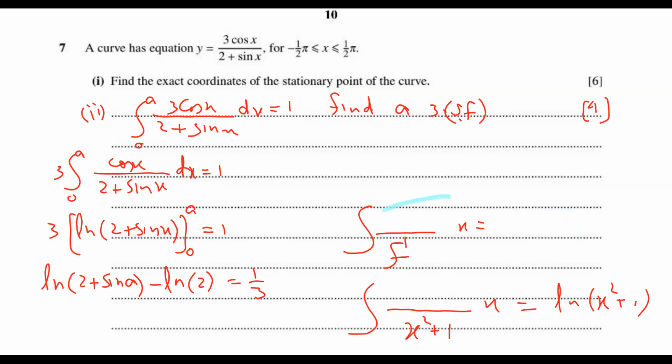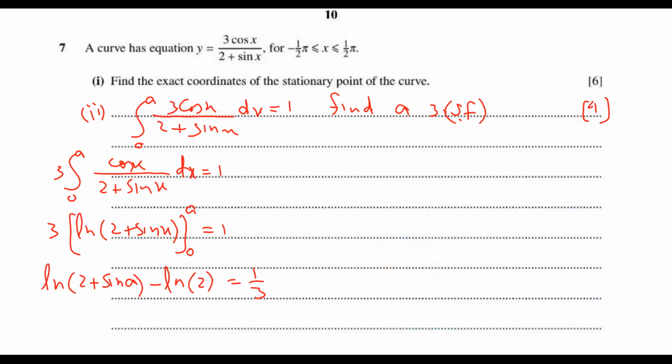I repeat once again what happened here. First of all, this 3 comes down as 1 by 3. I plugged in a here and got this form. Then I plugged in 0, so sine 0 is 0. So I think this part is very clear.